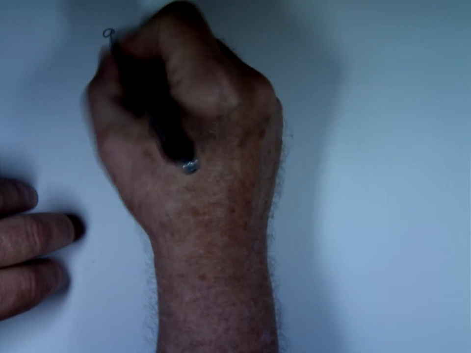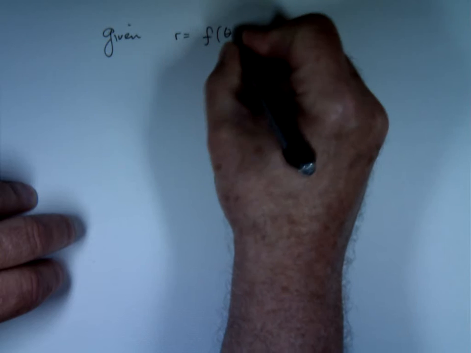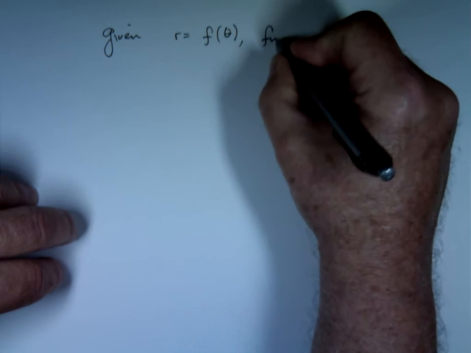Okay. All right, so here's what we want to do. We want to find the derivative, dy/dx, the slope of the tangent line to a polar graph at some given point. So if we're given r in terms of theta, the problem is to find dy/dx.